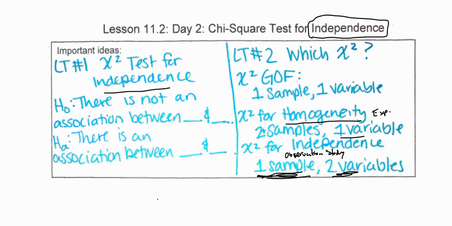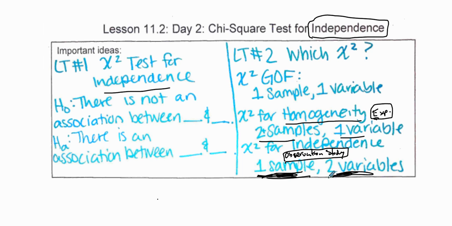Well, today we're going to be talking about 11.2 and the chi-square test for independence. The test for independence is very similar to the test for homogeneity. The only difference is that when you talk about homogeneity, we are talking about experiments, usually with two samples and one variable. For independence, essentially we have one sample. It talks about an observational study with two variables.